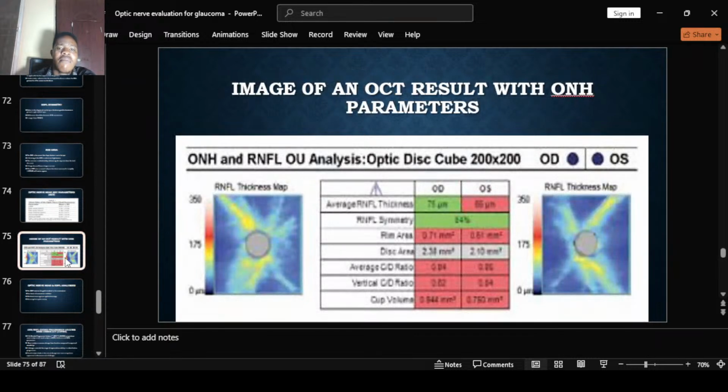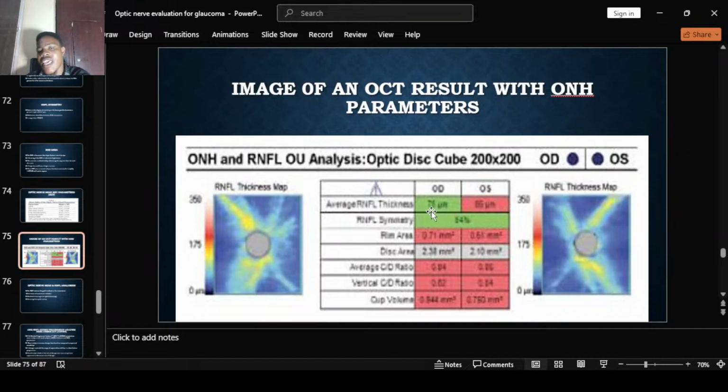Now, this is an image of an OCT result with optic nerve head parameters. In this case, this is the retinal nerve fiber layer thickness map. This is the optic nerve head parameters we have been talking about all this while. You can see the difference in color. There is a green color here, there is red here, there is red here, there is gray here, and there is red all through here.